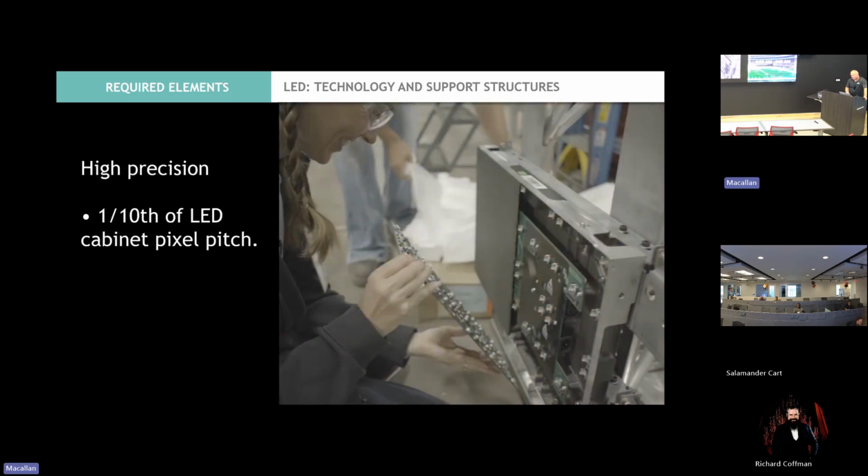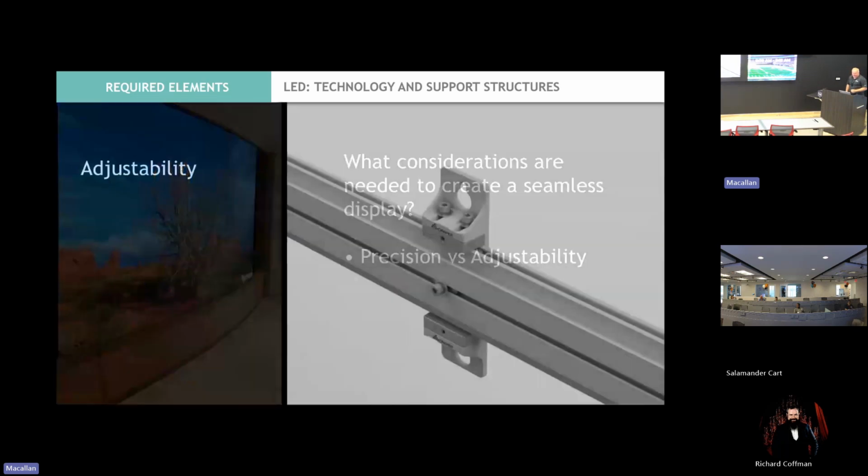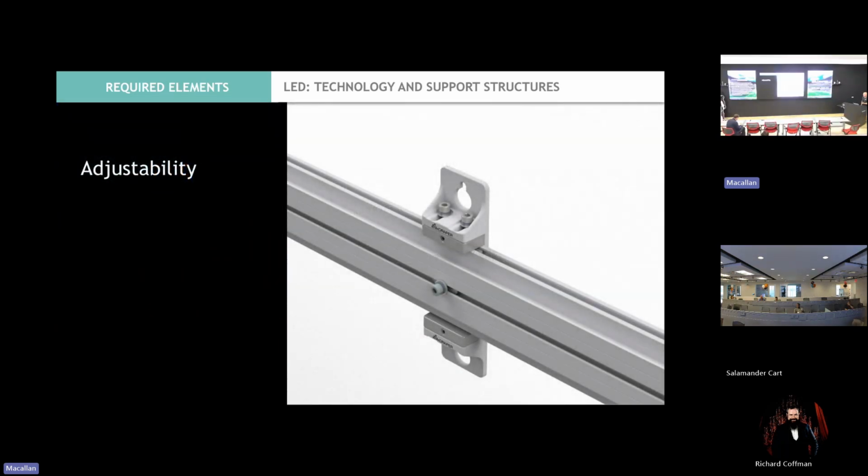Because all of these products are high precision. If you can imagine getting a seamless wall like this, your tolerance level has to be extremely tight. 1/10 of an LED pixel is a typical tolerance. Not always the same tolerance levels of what you have to work with, but it's about understanding how to get there.